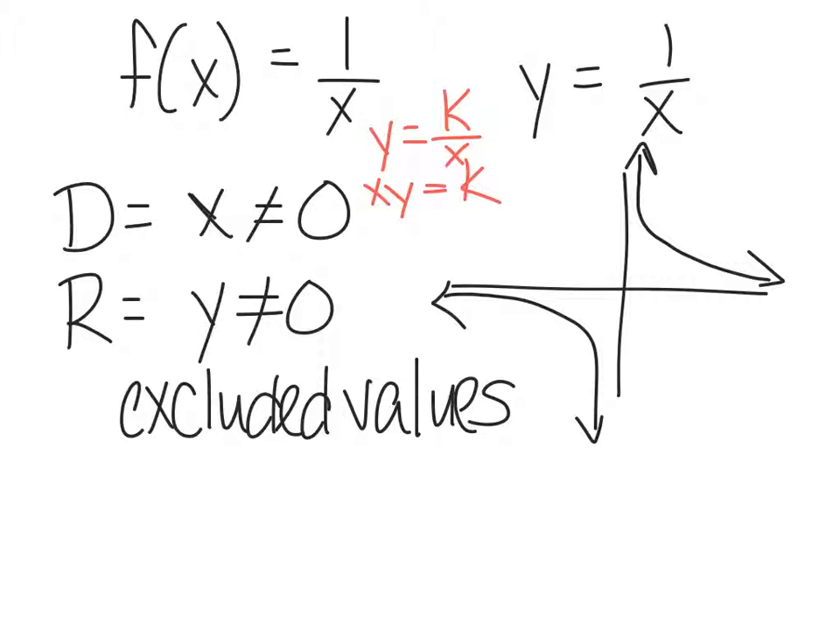Now, excluded values are any values that you'd put in for x that would make the denominator 0, which you can't divide by 0. So those would be the excluded values. Now, I'll give you an example of that in a little bit. So now these are some examples that you'll find on page 684.